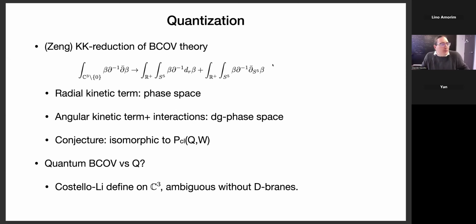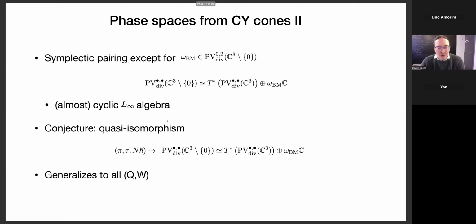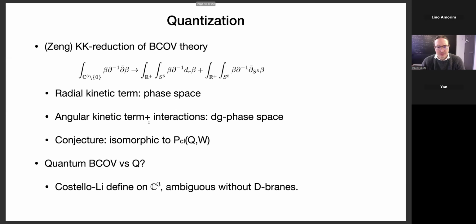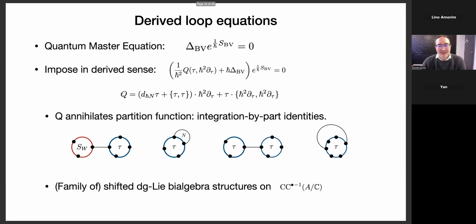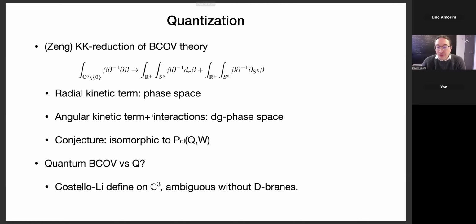All of these interactions in principle will give you a dg phase space, and the conjecture will be that this is isomorphic to the one I got from the quiver. This conjecture is just a restatement of the previous conjecture; it is not an extra. The extra thing would be if you can go beyond the classical limit and really show that if you quantize the BCOV theory on C3 minus the origin, you get the same as this quantum mechanical system with its cubic interaction. I don't know how to prove it because defining the quantum BCOV theory is tricky. It's mathematically rigorous: Costello-Li defined quantum BCOV on C3.